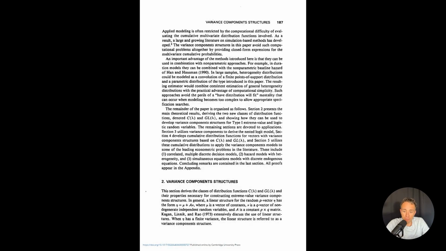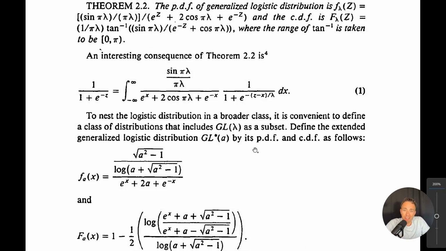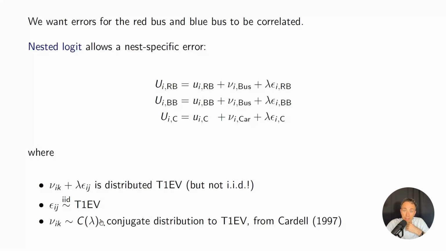I just wanted to show you a few things to give you an appreciation for what this looks like. Here, equation 1 of the paper has an integral, and inside the integrand is a ratio of sine of pi times lambda over an exponential plus 2 times the cosine of pi times lambda. So some of this stuff looks almost like made-up math, but just a lot of respect for Cardell and the work that he put into deriving these important results. So what we have here is the nus are coming from this Cardell distribution that has a shape parameter lambda.